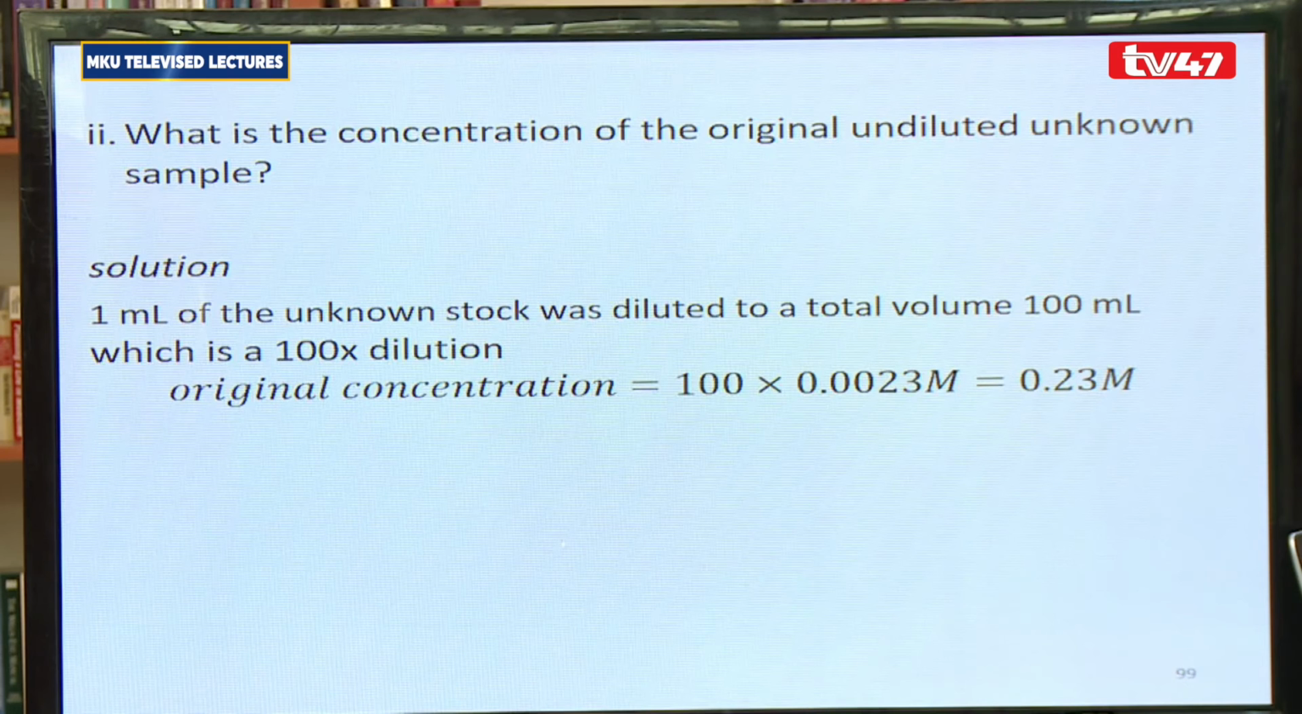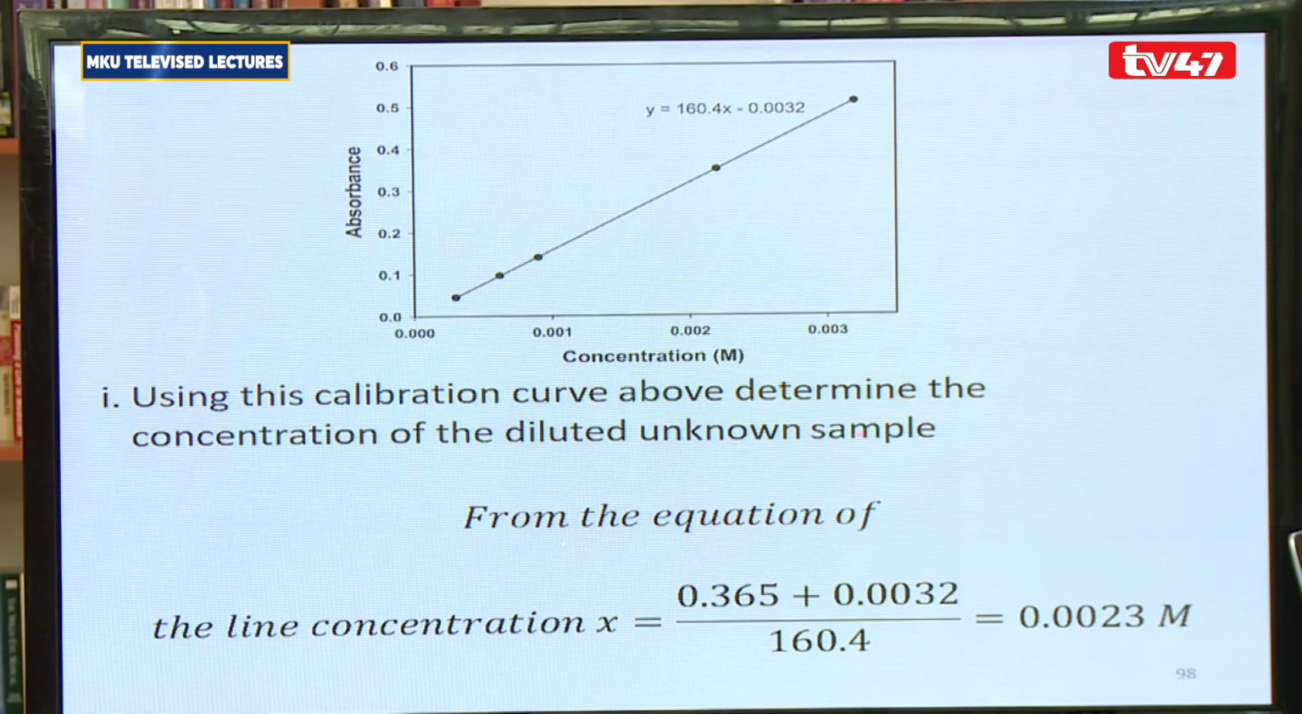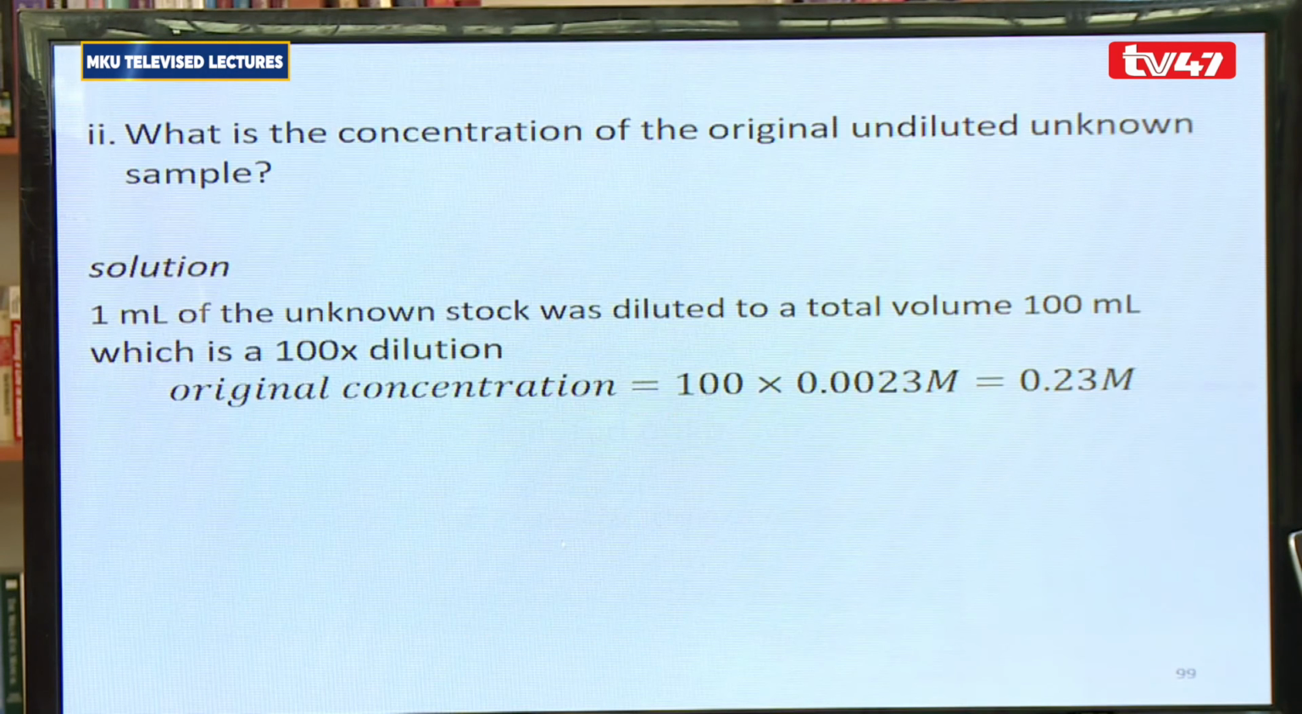The second part of the question requires you to find the concentration of the diluted unknown. Remember, the students took 1 ml and diluted it to 100. So what is the concentration of the undiluted? If you are an analyst in a lab, you will not be reporting the concentration of the sample you diluted. You'll be reporting the concentration of the sample that was given to you, the original sample without dilution.